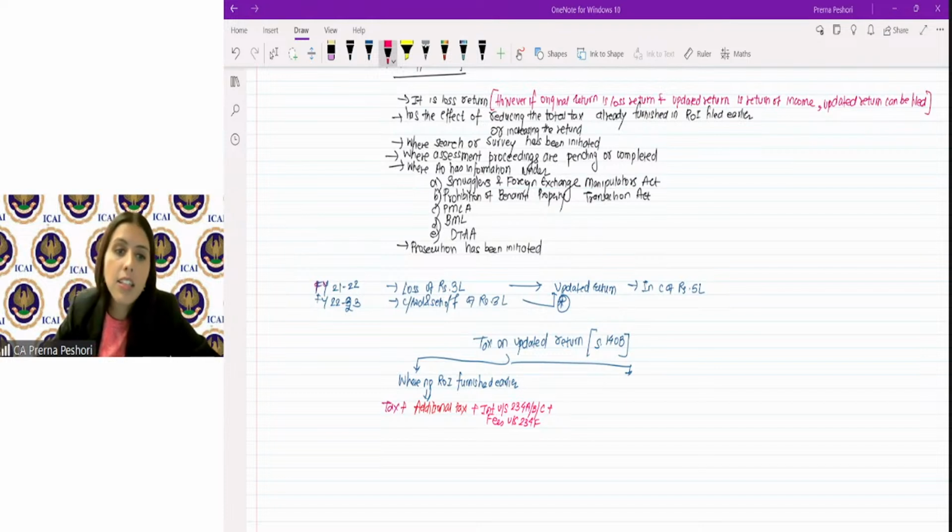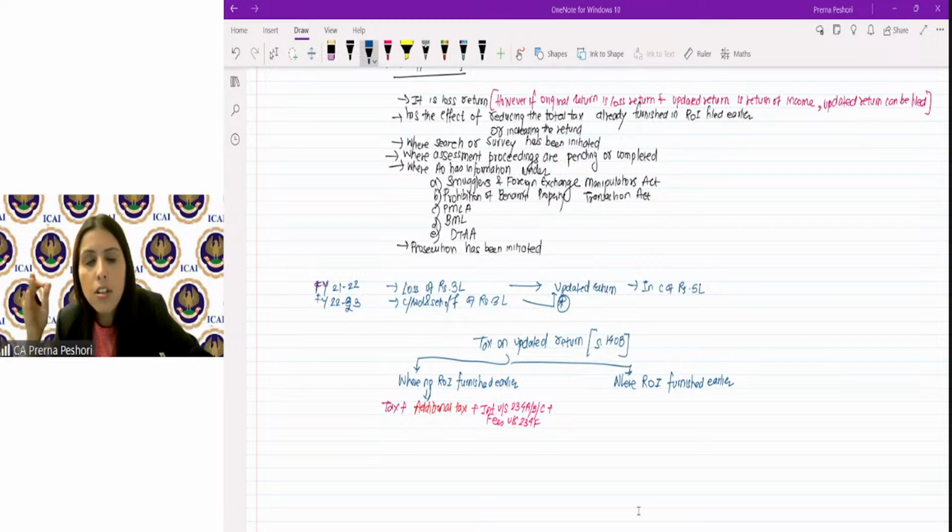And in case the return of income is furnished earlier, where the ROI is furnished earlier, either as an original return, revised return, or belated return, then the assessee would be liable to pay the tax along with the interest and the fee which is payable, interest under 234B and C, as reduced by the interest already paid in the earlier return.